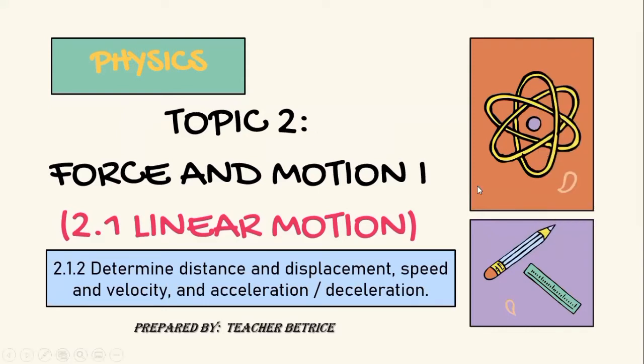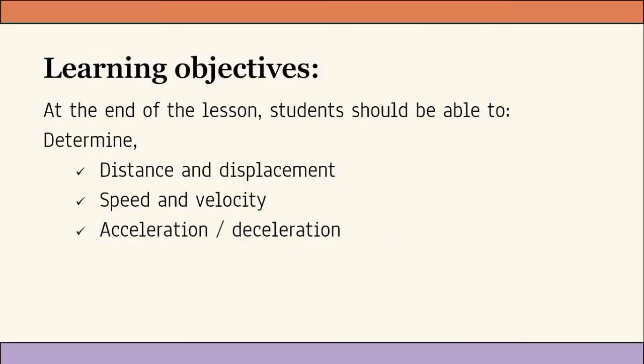Okay, today we are going to continue our lesson on linear motion, for how to determine distance and displacement, speed and velocity, and acceleration. So this is the learning objective for today's class, which is students should be able to determine distance and displacement, speed and velocity, acceleration and deceleration.